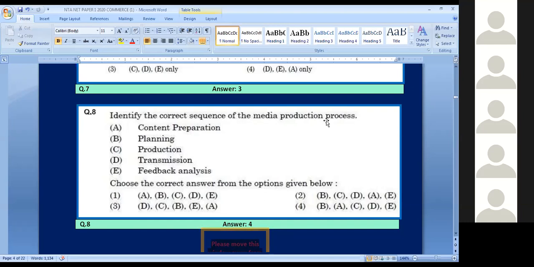And this is from your communication unit. So far, they haven't gone this much in depth about the production process of media. Even that is not part of the syllabus. But whenever they use the word media, they can claim it is there somewhere. Okay. So after planning, it's content preparation. Then production, transmission, feedback. The answer is 4. So this is how you should deduce the answer.